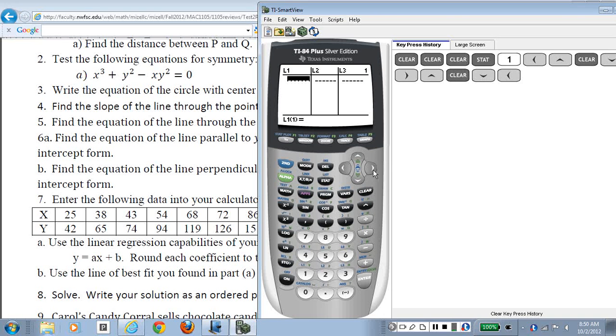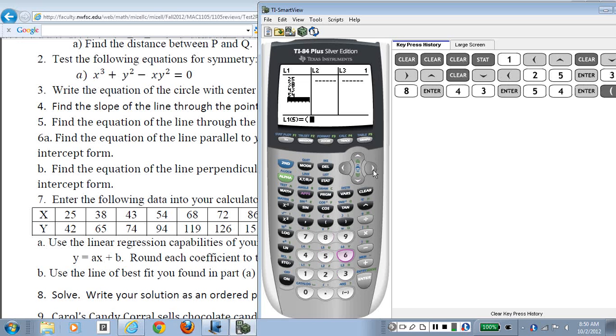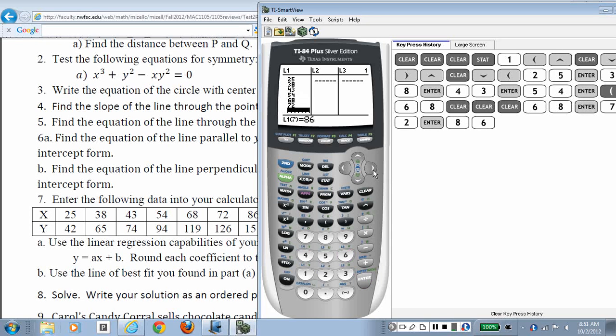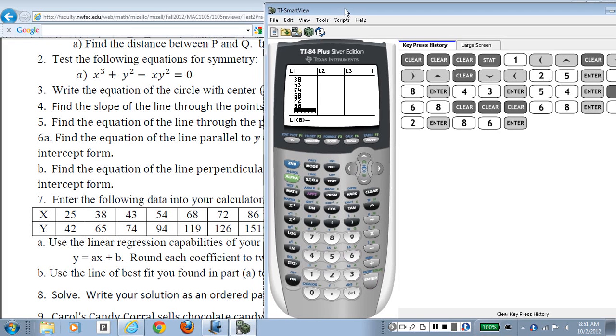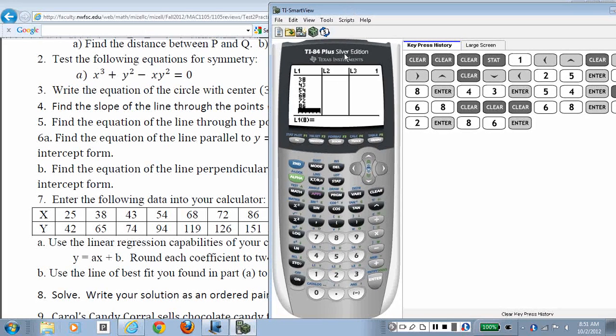And then you can type the numbers there, 25, 38, the X values. Is there anything after the 86, I wonder? Nope, that's it. Once you get to the bottom of the L1 list, press the right arrow, go to the top of the L2 list, and then enter the Y coordinates.